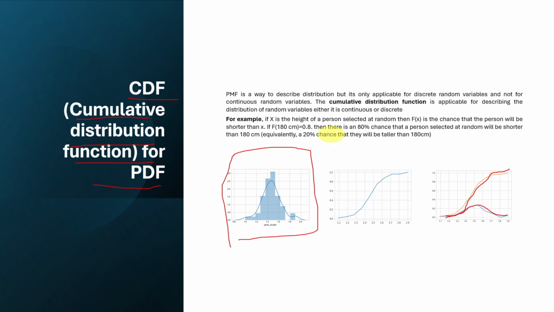If f of 180 centimeters equals 0.8, then there is an 80% chance that the person selected at random will be shorter than 180 centimeters, which makes sense. Equivalently, a 20% chance that they will be taller than 180 centimeters. That also makes sense. So this is your normal distribution, and this is your cumulative distribution. This is how you define your CDF, cumulative distribution function. Okay, so we'll stop over here. We'll come back again and we'll go further.